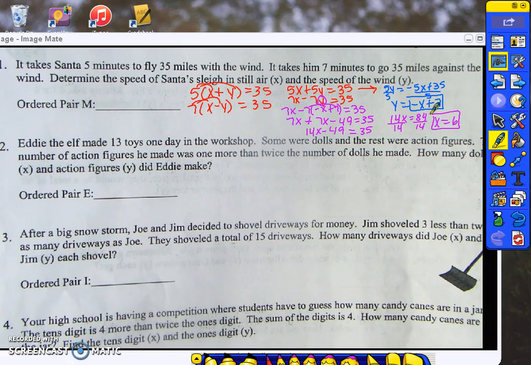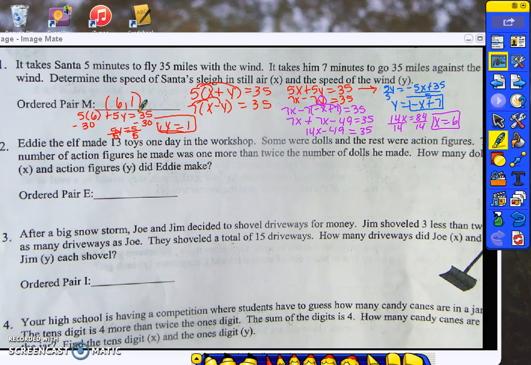So that's the speed of the sleigh in still air. 5 times 6 is 30. Plus 5y equals 35. Subtract 30 from both sides. 5y equals 5. And when we divide by 5, y is 1. So my ordered pair is 6, 1.